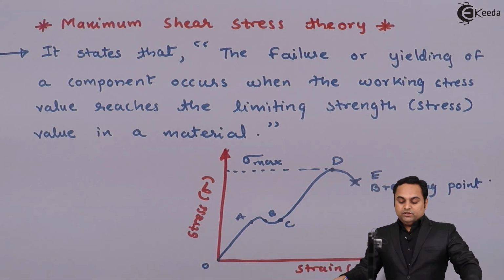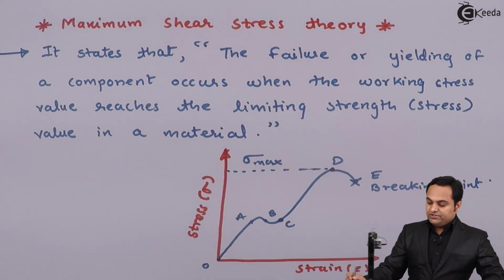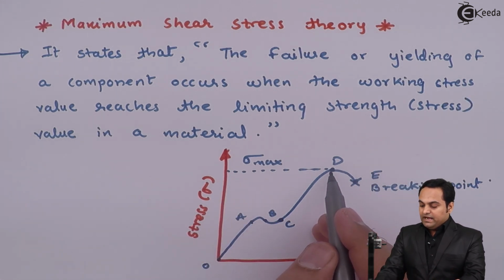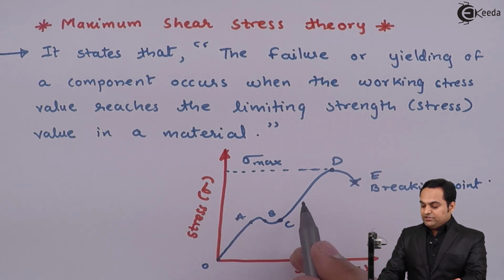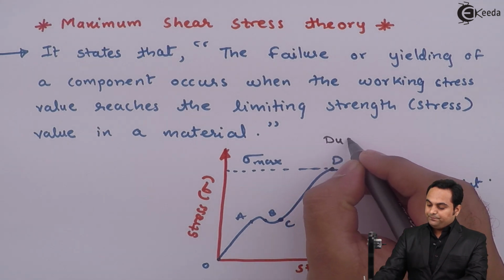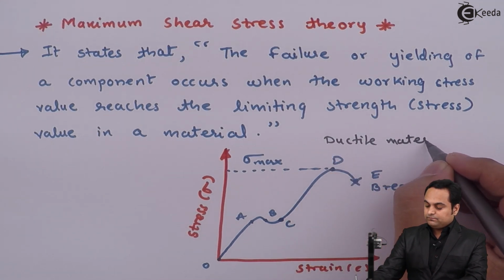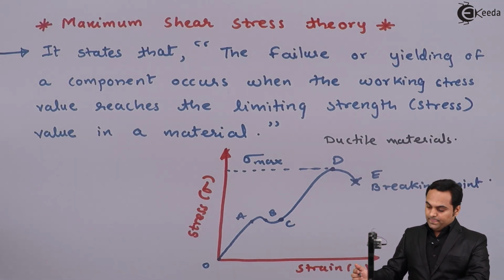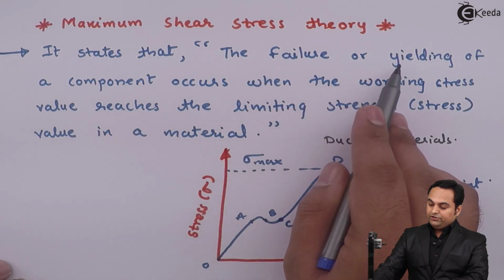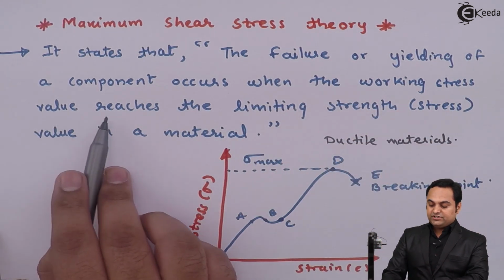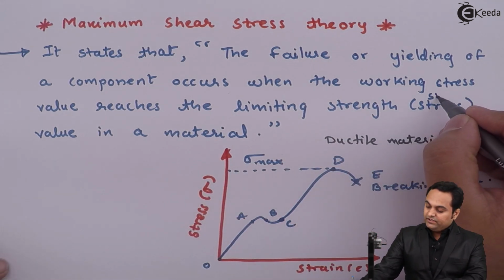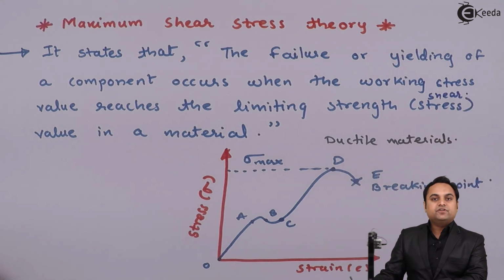So now, as we are talking about the maximum shear stress, failure or yielding means that at point D the material is subjected to maximum stress, and this graph which I have drawn is for ductile materials. So the maximum stress, and since I have written that the failure or yielding of a component occurs when the working stress value reaches the limiting strength, which is the stress, in this case it is shear stress.